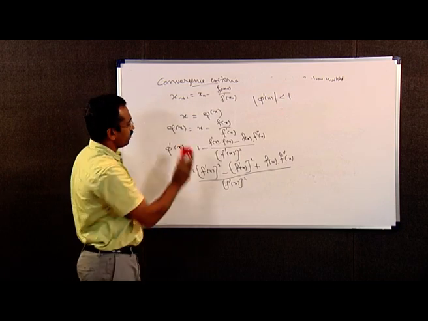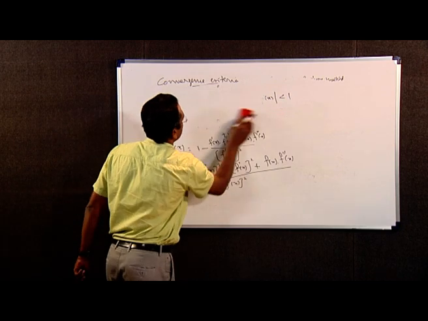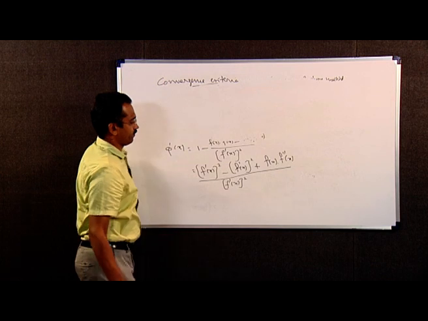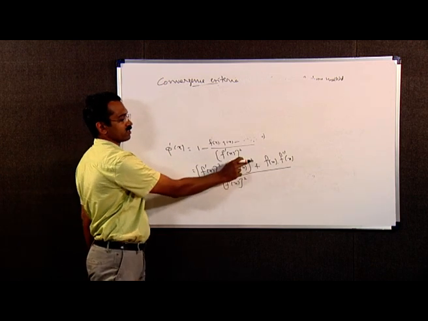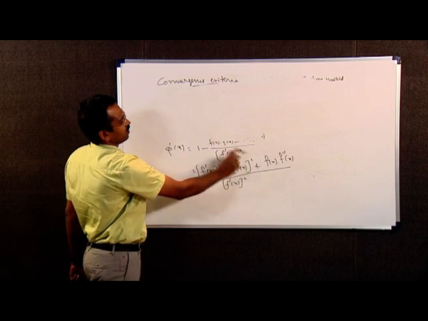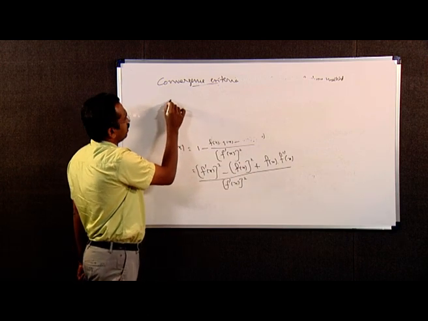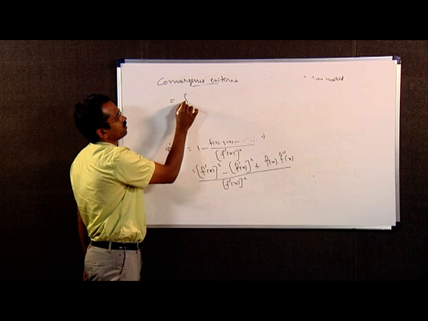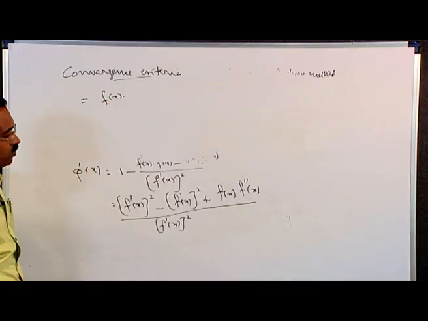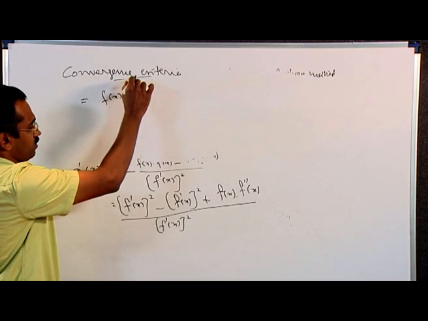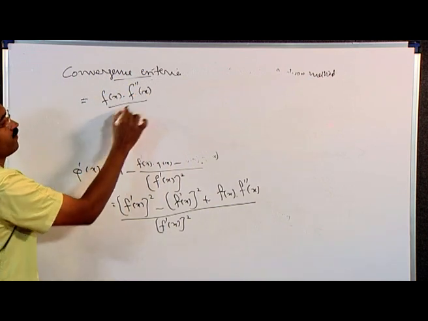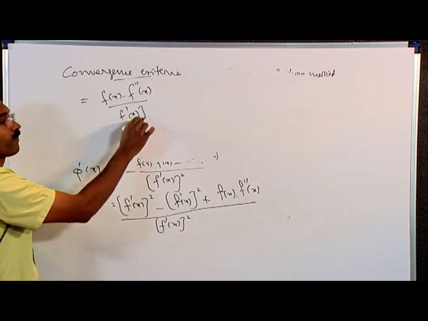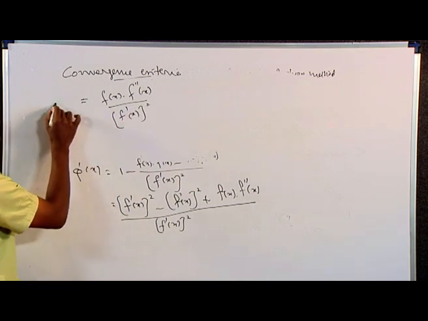which is equal to, on simplification, f dash of x whole square minus f dash of x square cancelled, that is equal to f of x into f double dash of x divided by f dash of x square. This is phi dash of x.